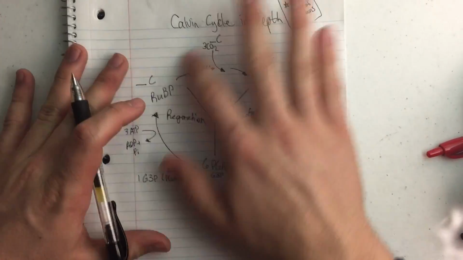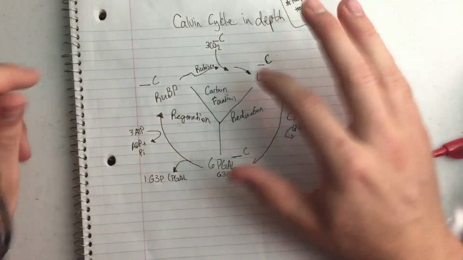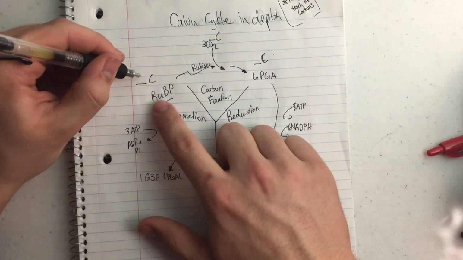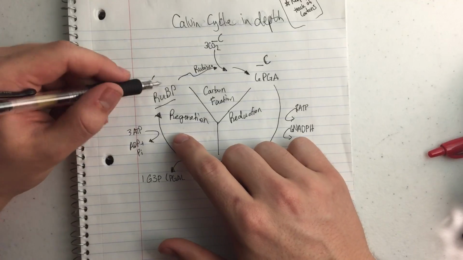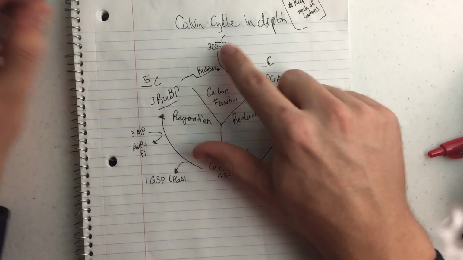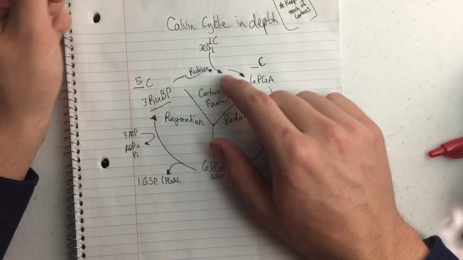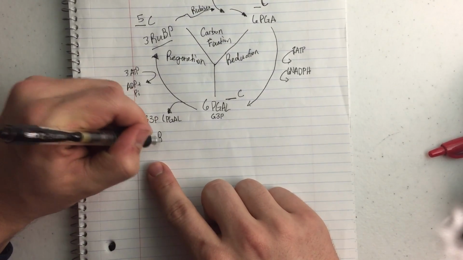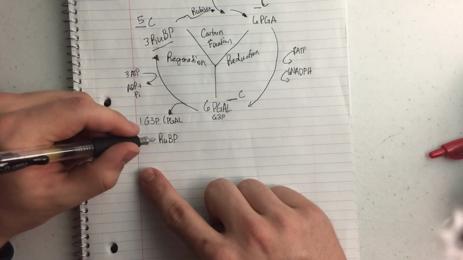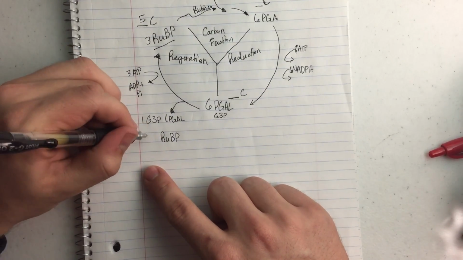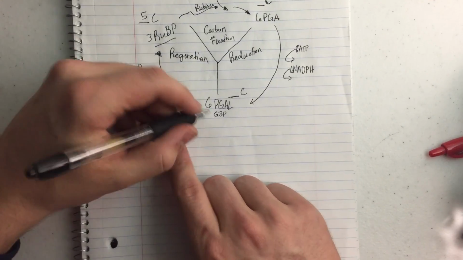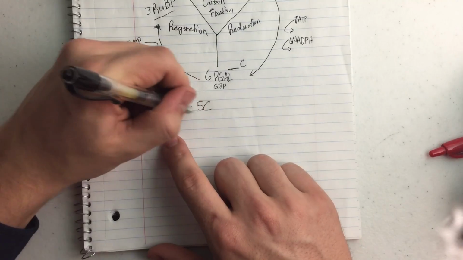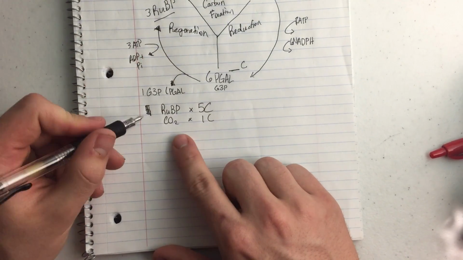It's really weird because it's a cycle, and we don't put in the full amount of stuff that's used each time because stuff is reused. So I'm going to start with RuBP. This is a 5-carbon molecule, and CO2 is a 1-carbon molecule.